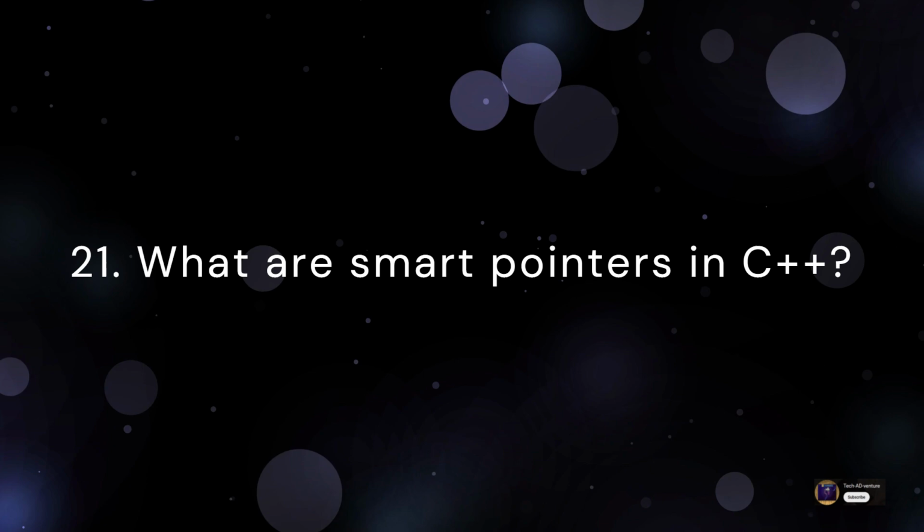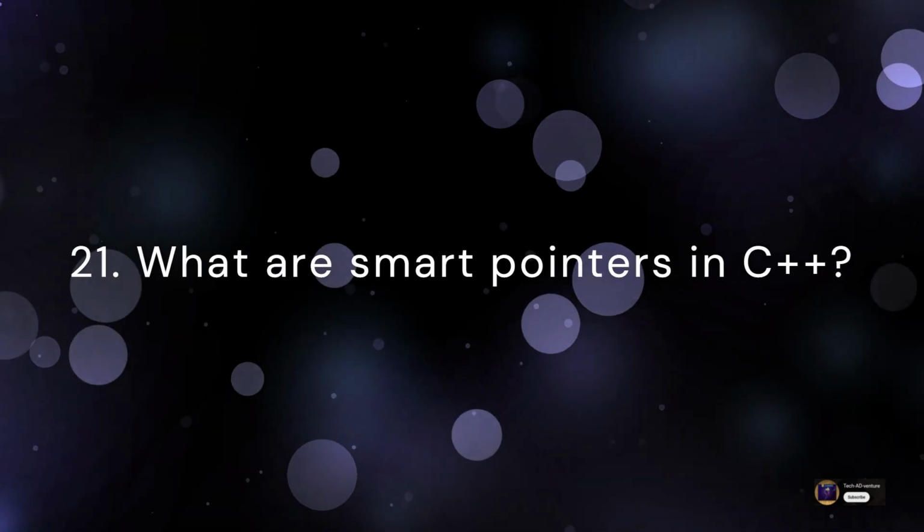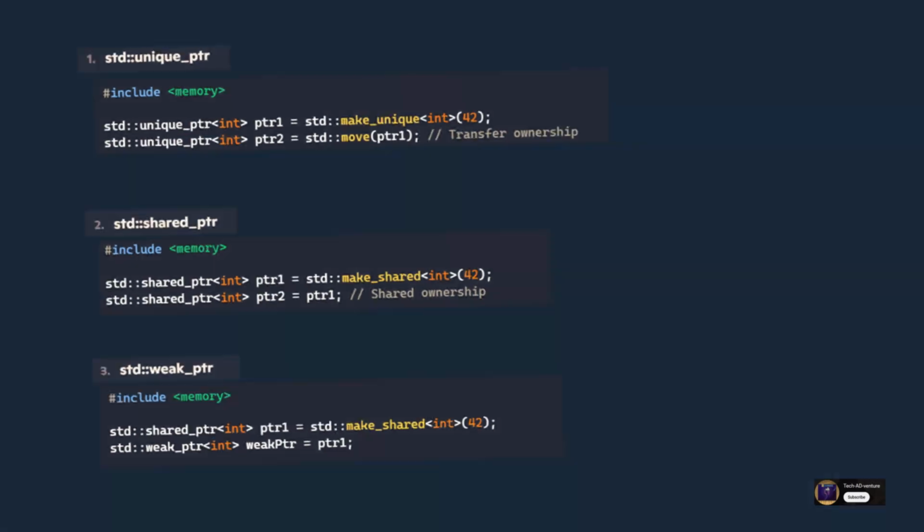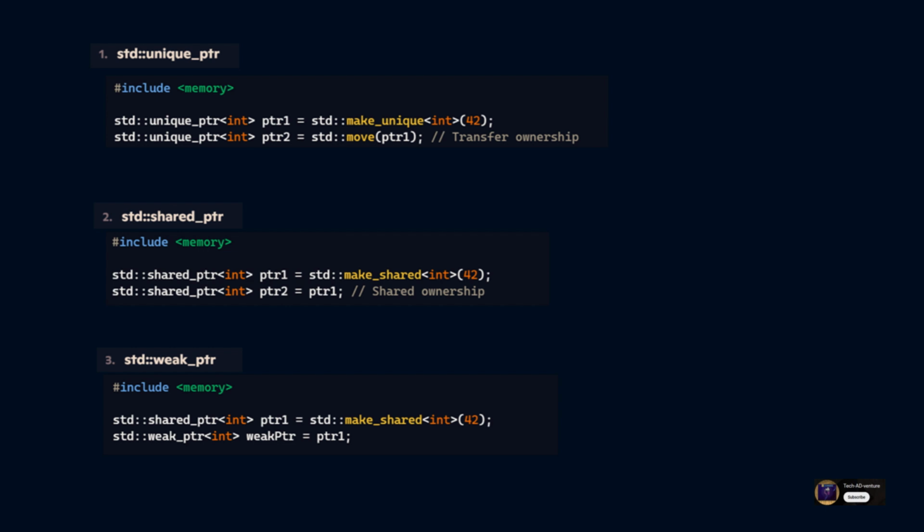21. What are smart pointers in C++? Smart pointers are a powerful tool in C++ for managing dynamically allocated memory and ensuring that resources are properly released. They provide better safety and convenience compared to raw pointers. Smart pointers are part of the C++ standard library and are available through the memory header. Here are the main types of smart pointers in C++.